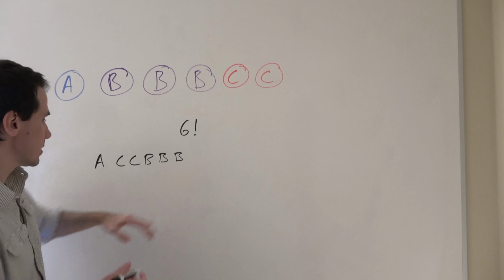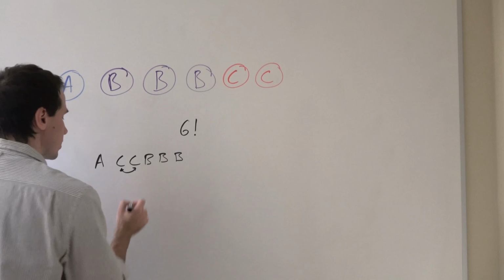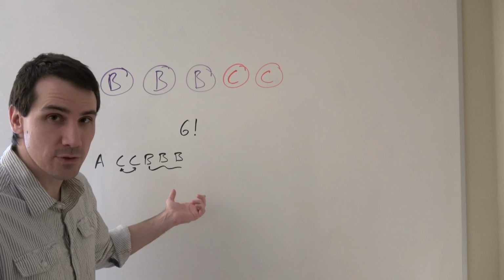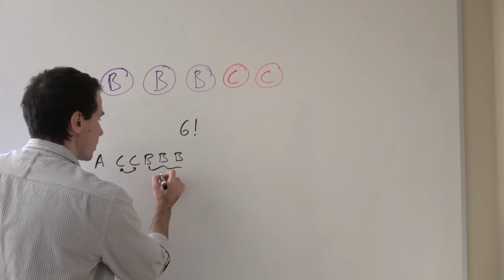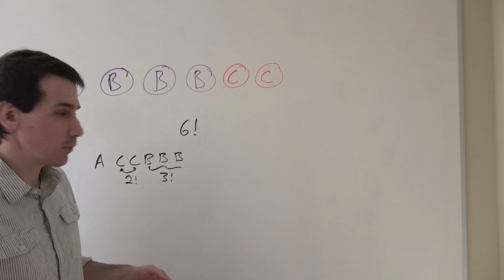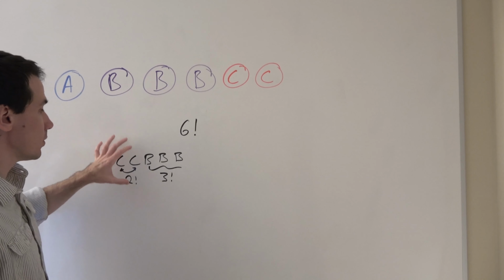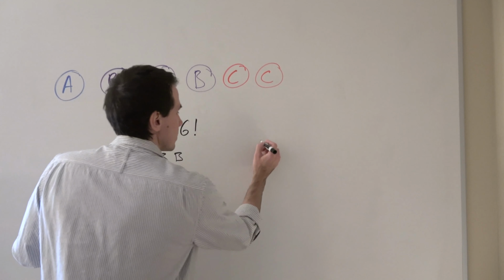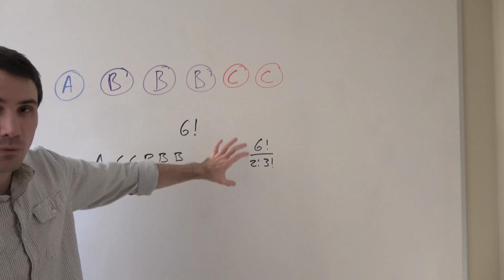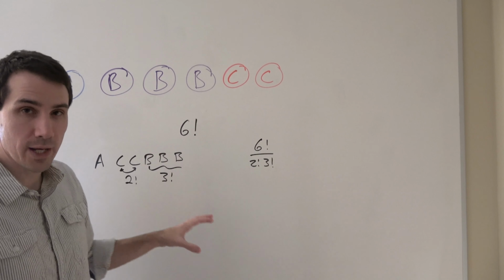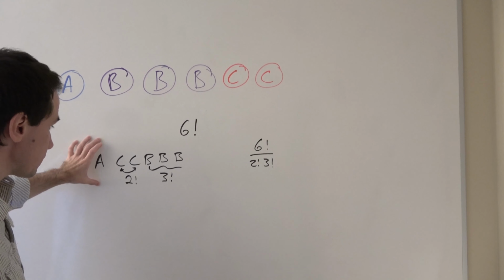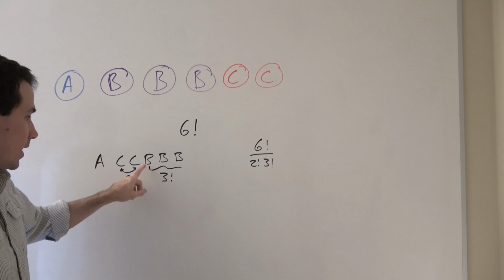But within this, I can reverse the 2 C's and I can rearrange those B's as well. How many ways can I rearrange the B's? I can rearrange the B's 3 factorial ways, and I can rearrange the C's 2 factorial ways, which means that my actual system has 6 factorial divided by 2 factorial divided by 3 factorial different ways of actually being rearranged that I can tell the difference between, right? So this state, I can rearrange the C's and the B's.